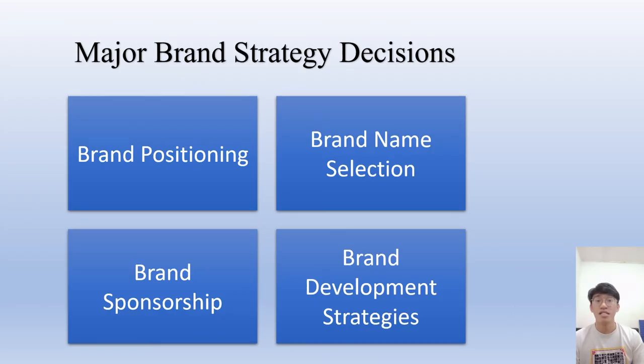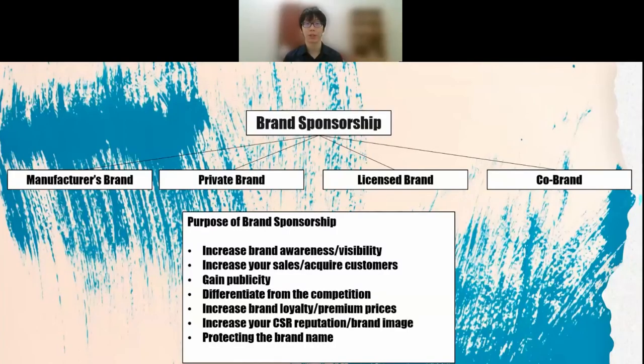A major brand strategy decision is divided into four aspects: brand positioning, brand name selection, brand sponsorship, and brand development strategy. Good day, everyone. My name is Chong Hong Liang, and this is my part, brand sponsorship. Brand sponsorship is separated into four parts: manufacturer's brand, private brand, licensed brand, and co-brand. The purpose of brand sponsorship is to increase brand awareness or visibility, increase your sales or acquire customers, gain publicity, differentiate from competition, increase brand loyalty or premium prices, increase your CSR reputation or brand image, and protect the brand name.